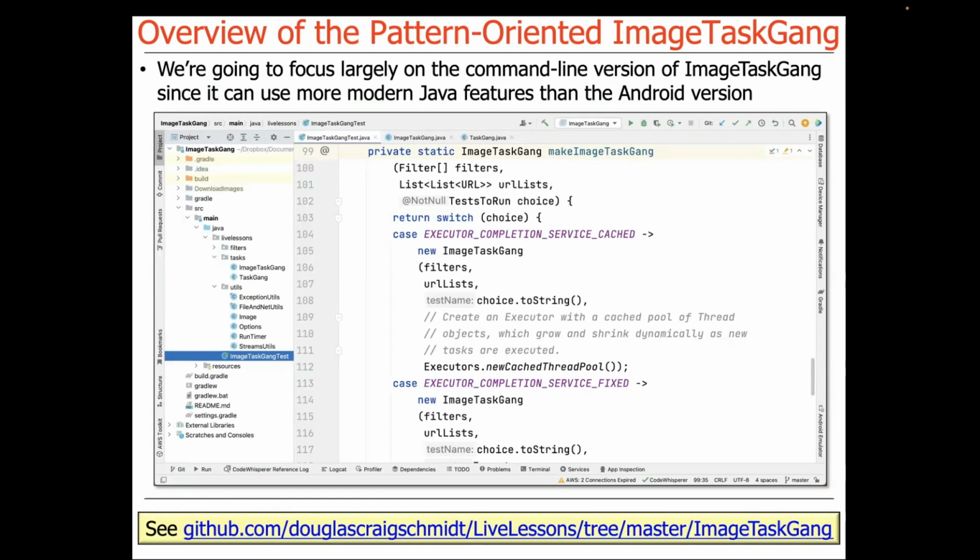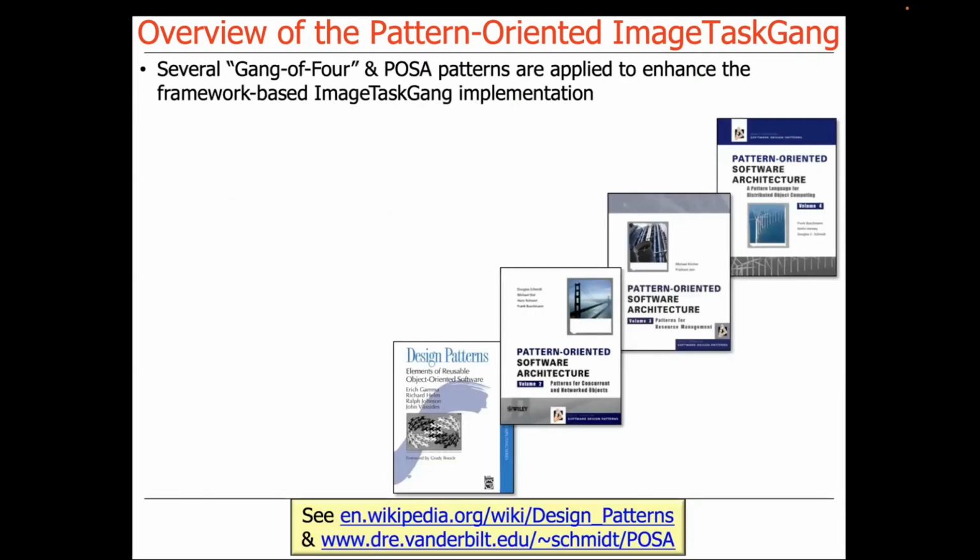We're going to focus on the command line version just because it allows us to use more of the modern Java features, because we can use the latest and greatest version of Java, rather than the Android version, which, as you've discovered, is kind of limited to sort of Java 11. I've heard there's some rumblings that Java 17 is going to be supported at some point, but I don't think that's happened quite yet.